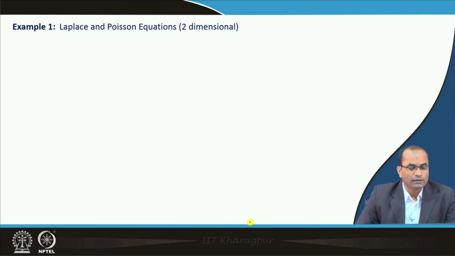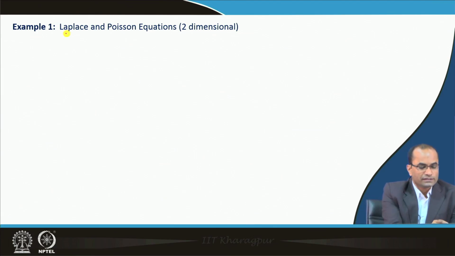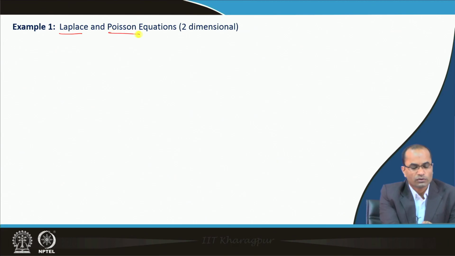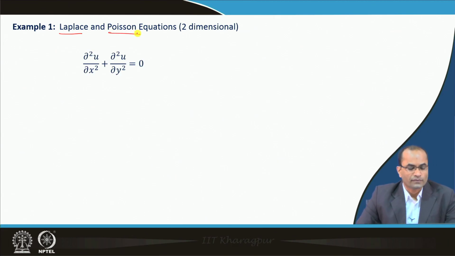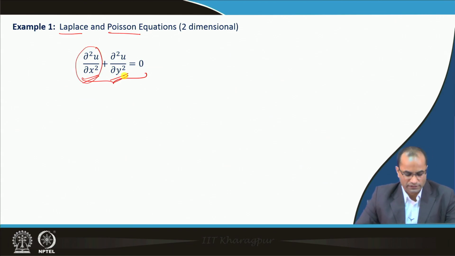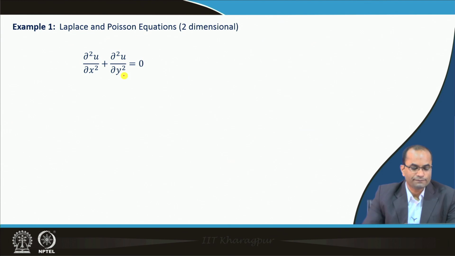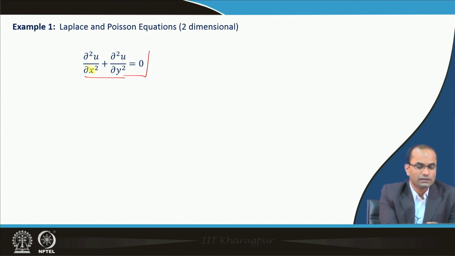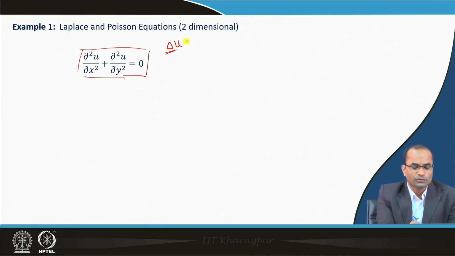So, coming to the examples, the first example we are stating here is the Laplace or the Poisson equation. This equation is called the Laplace equation, where we have the second order derivative with respect to x, and the second order derivative with respect to y, adding to 0. Sometimes this is defined in terms of the Laplace operator, Laplace u equal to 0.